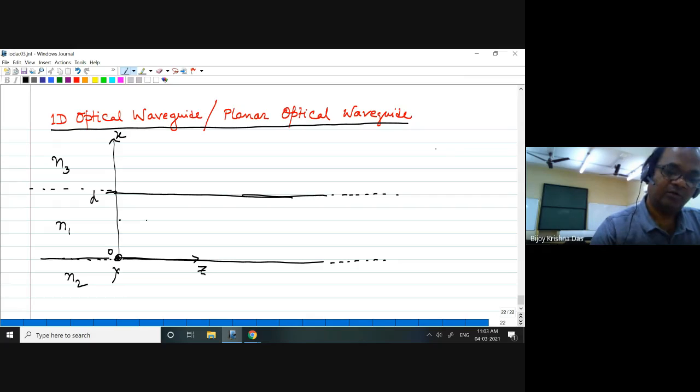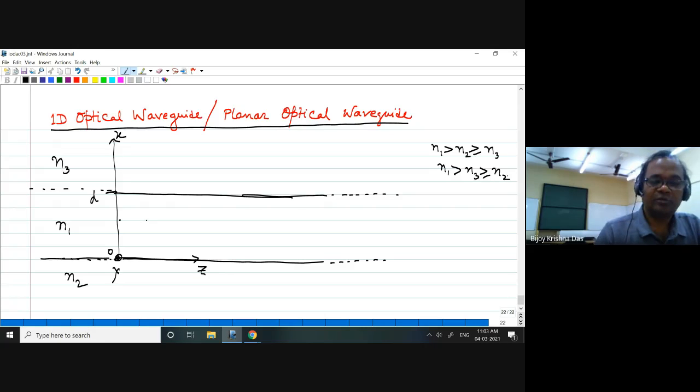N1, and then you can say that the condition imposed is N1 greater than N2, and that can be greater than or equal to N3. So it can be the other way also. N1 should be greater than N3 greater than N2. That means N1 should be the highest among all three refractive indices. So N2 can be higher than N3, or N3 can be higher than N2, or they can be equal also. Okay, these are the three conditions that can be there.